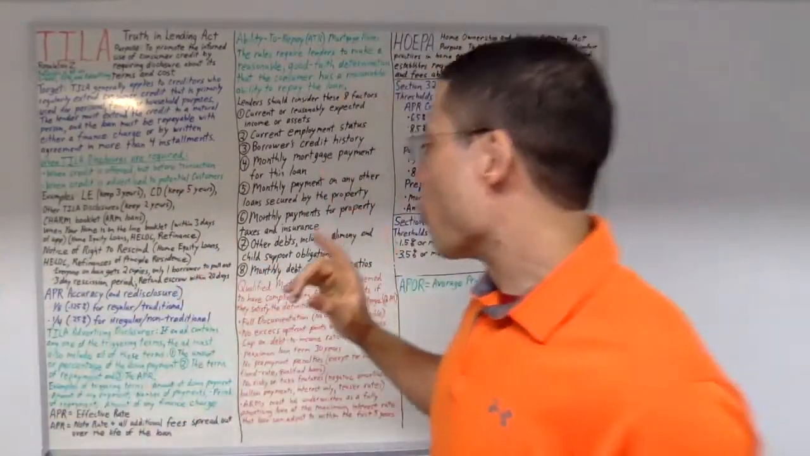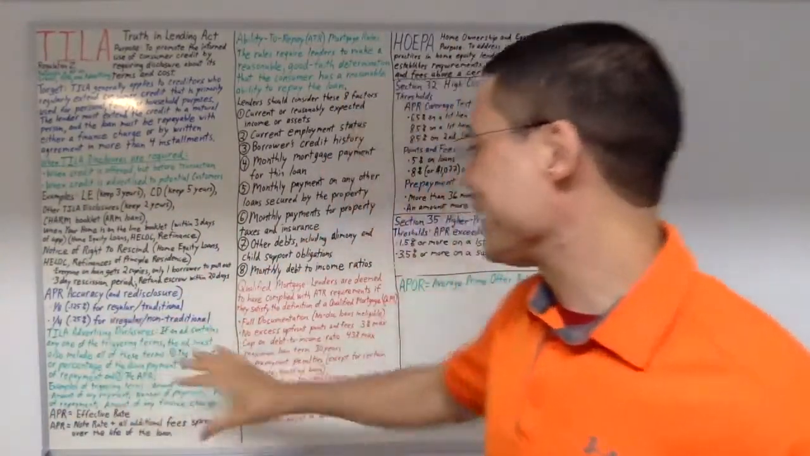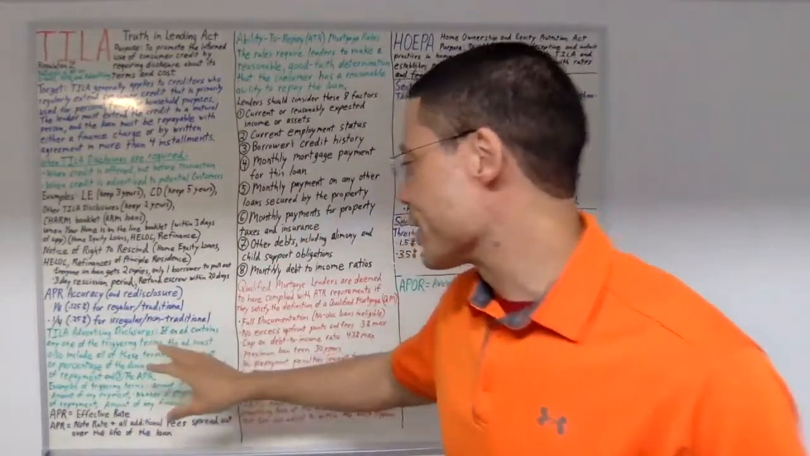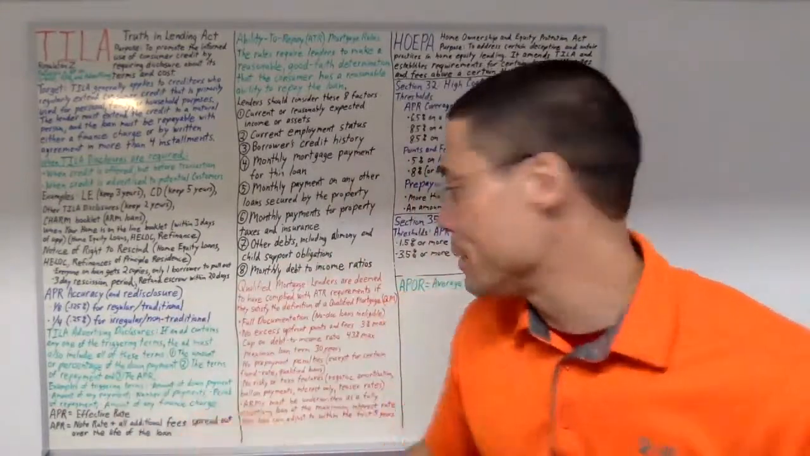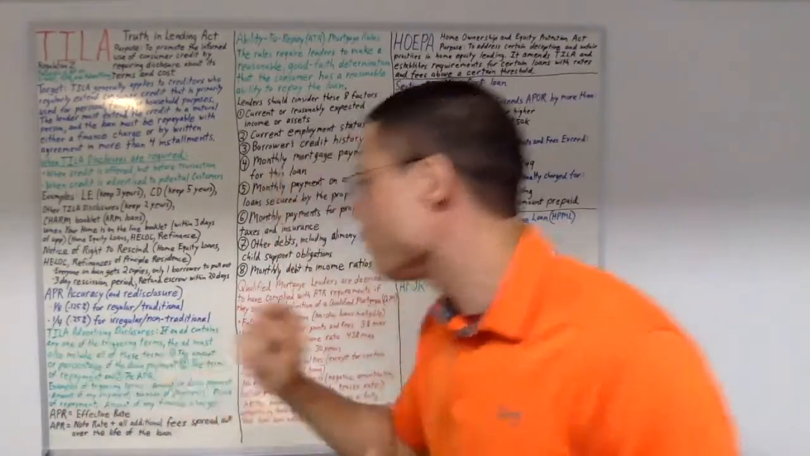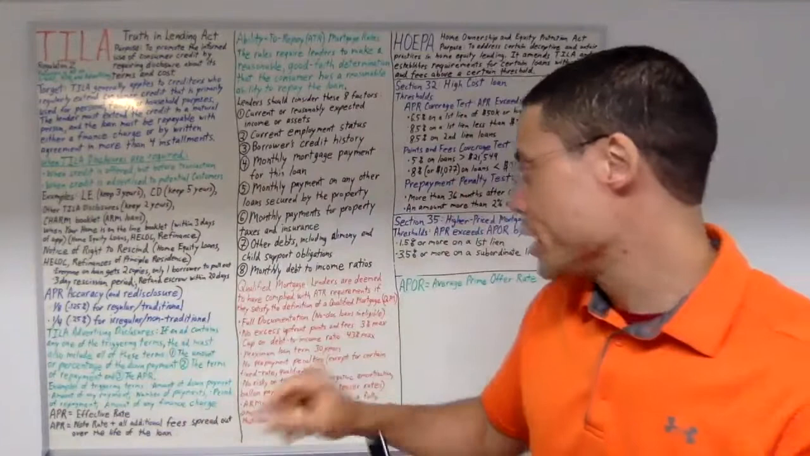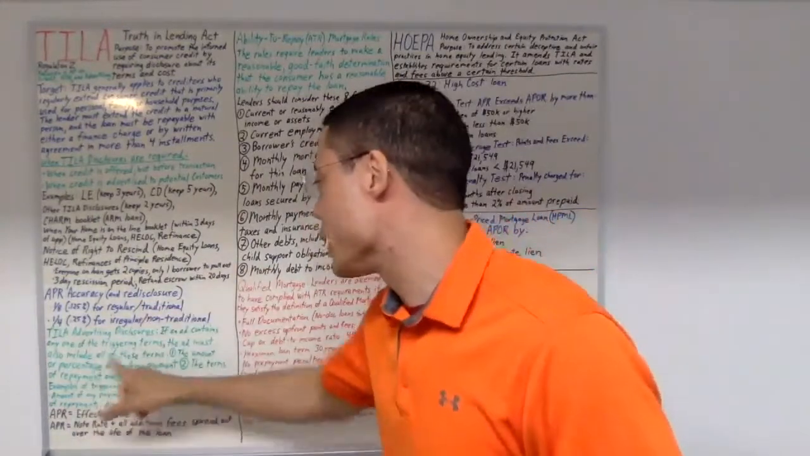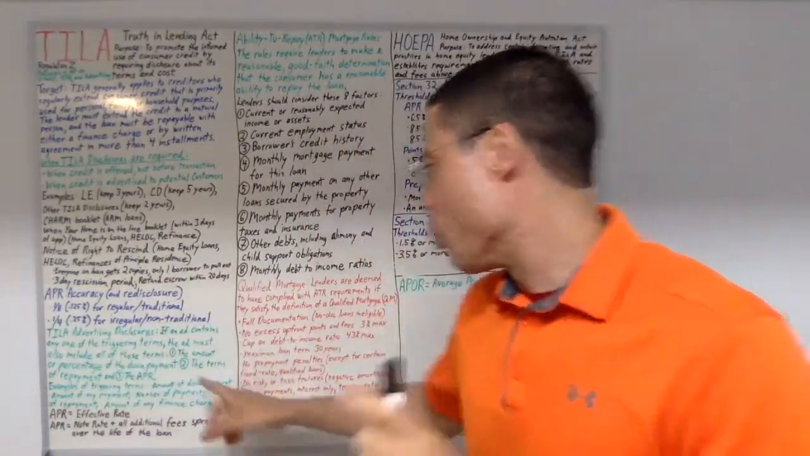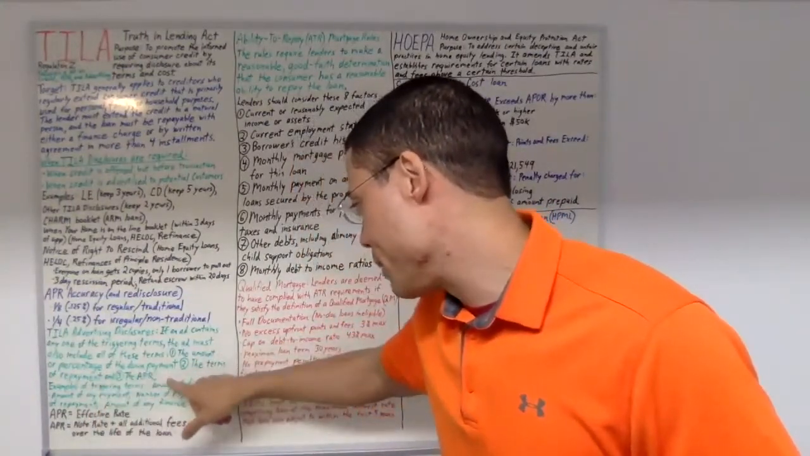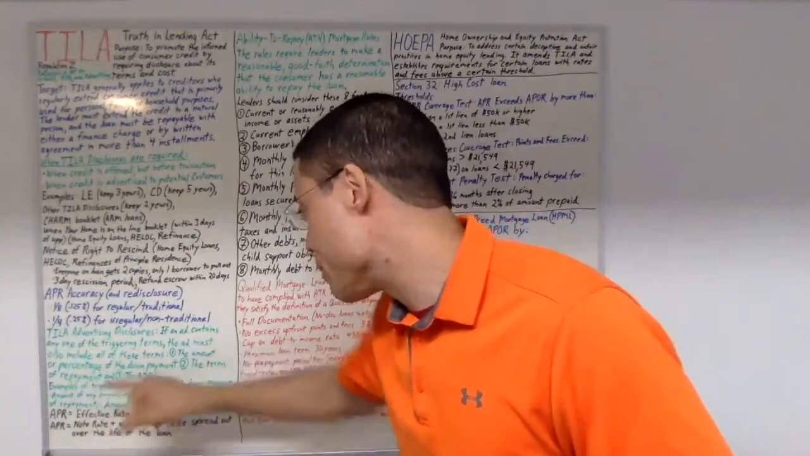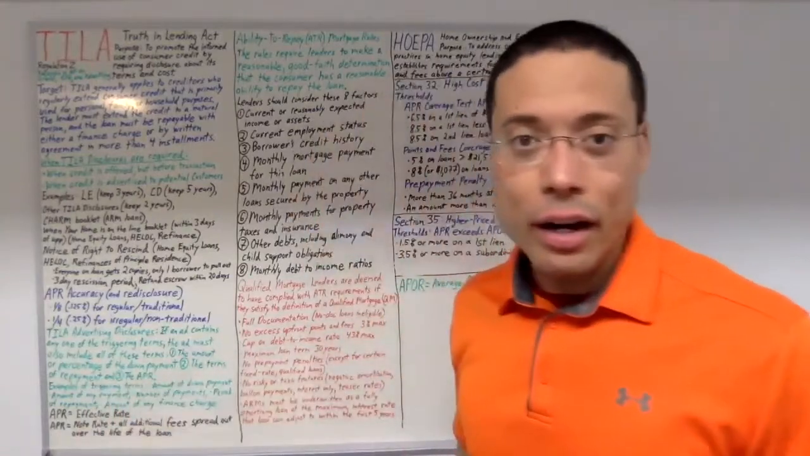So what we're talking about here is this. Here's the rule: if an advertisement contains any one of the triggering terms, the ad must also include all of these terms. One, the amount or percentage of the down payment. Two, the terms of repayment. And three, the APR.